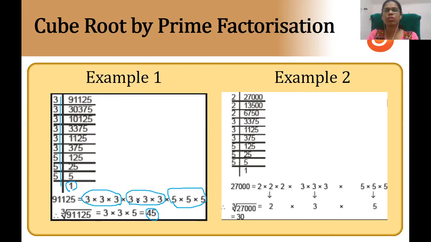In a similar manner, we have to find the cube root of 27,000. By the method of factorization, which we learned in our previous grades, we got the numbers 2, 2, 2, 3, 3, 3, and 5, 5, 5. We grouped them in a nice manner. We'll take one digit from each group, which gives us 2 multiplied by 3 multiplied by 5, which is 30.